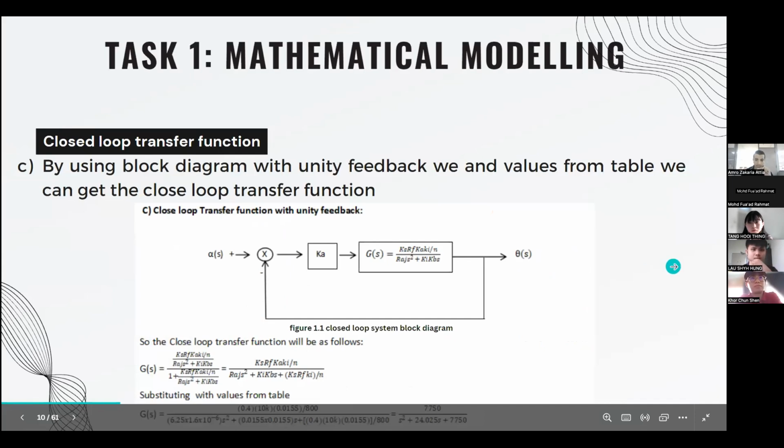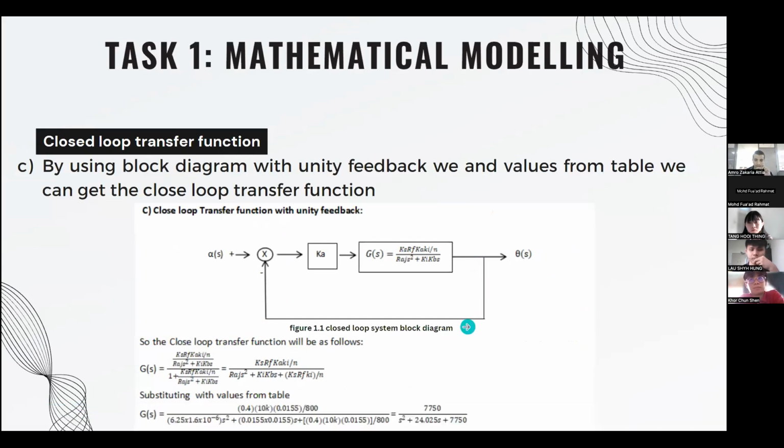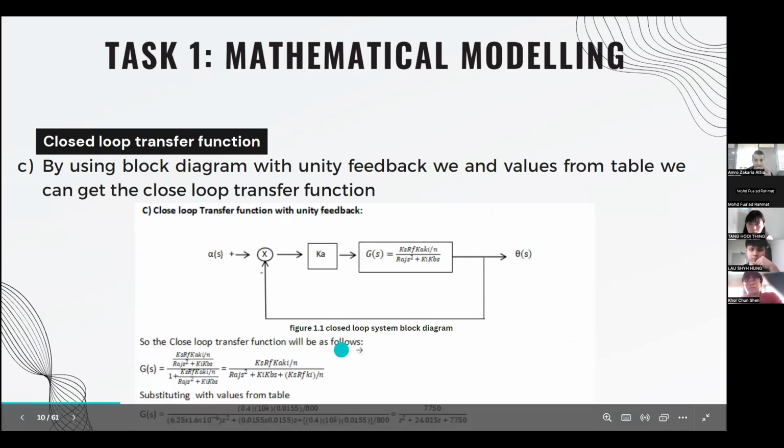Then we can consider this unity feedback, and we can use the formula transfer function is equal to G over 1 plus GH, and we consider H is equal to 1. So we do the calculations and the fraction, and we get the new closed loop transfer function.